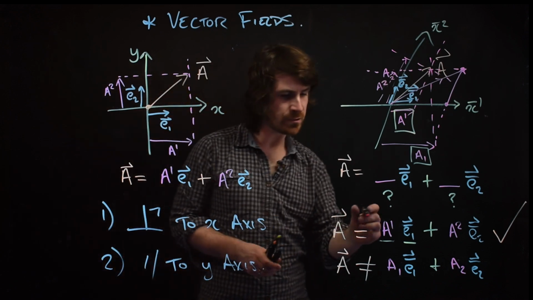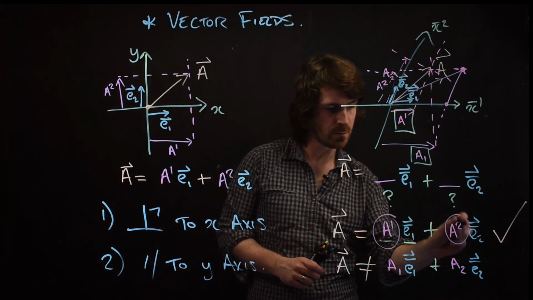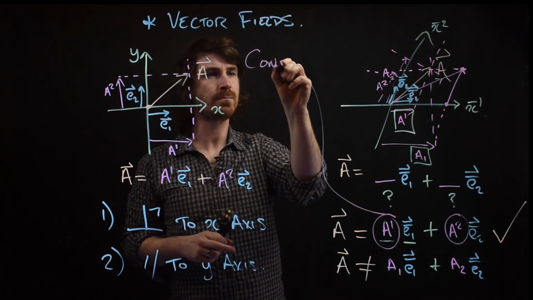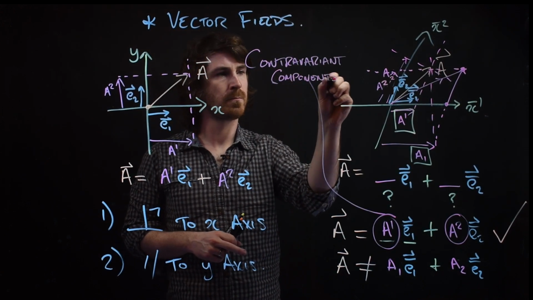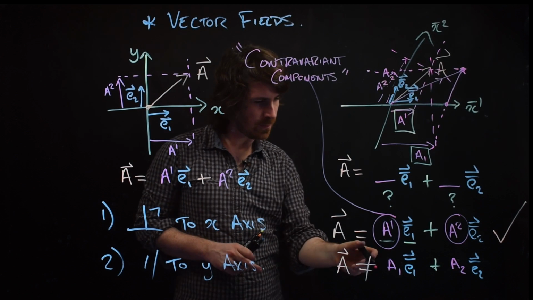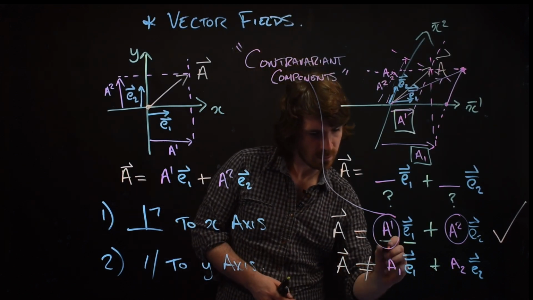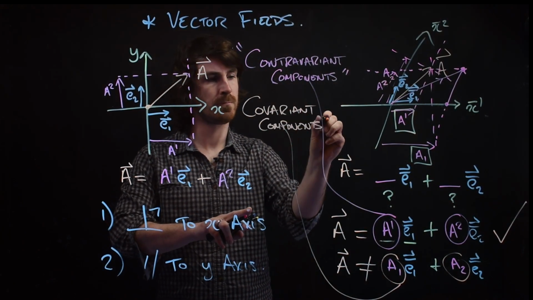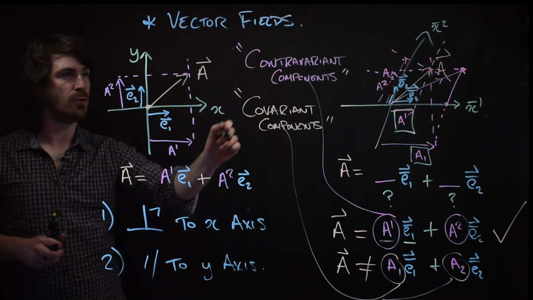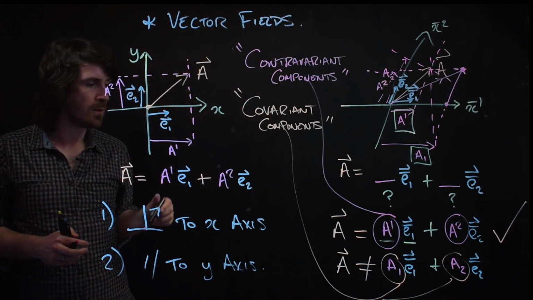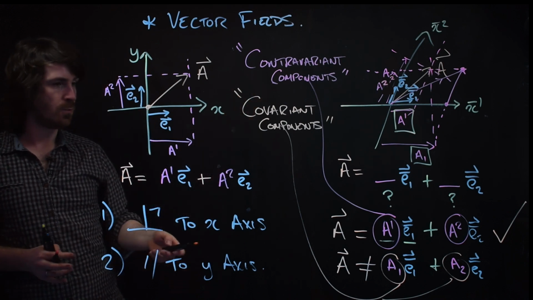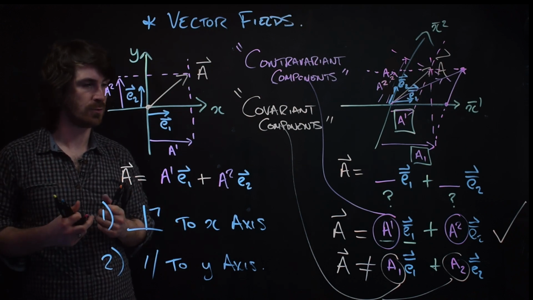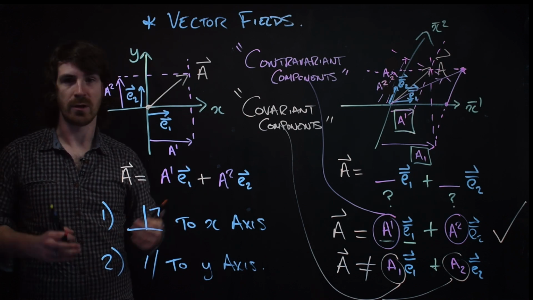The components with the superscripts, A superscript 1 and A superscript 2, are known as contravariant components, and the components with a subscript are known as covariant components. The names contra and co, contra meaning against and co meaning with, are named as such because of the way that these components transform under coordinate transformations between different sets of coordinates. That's what we'll look at next.